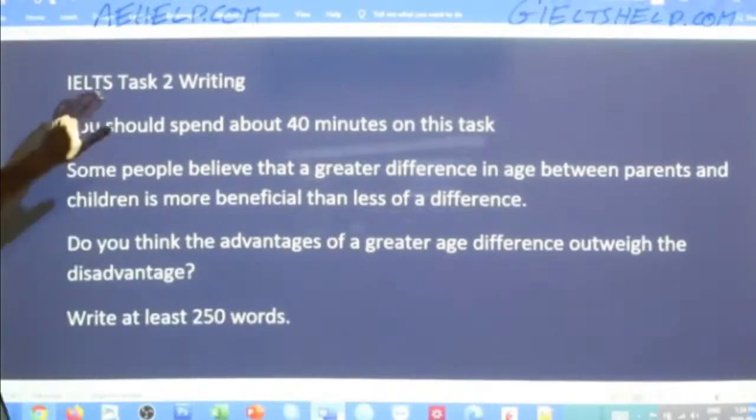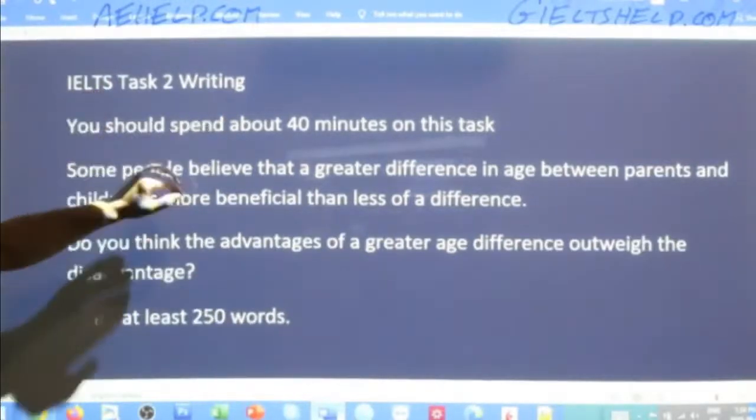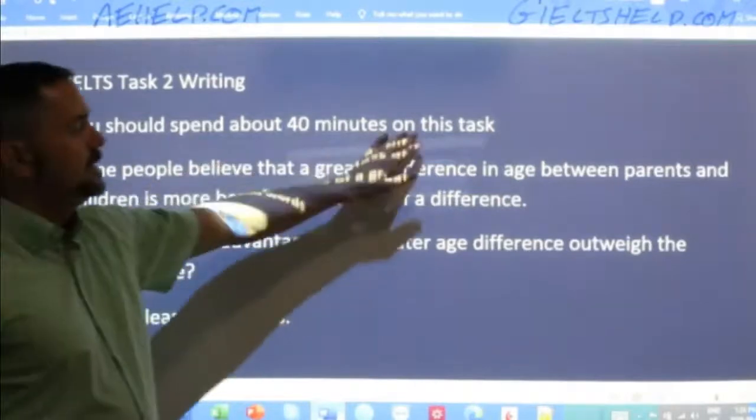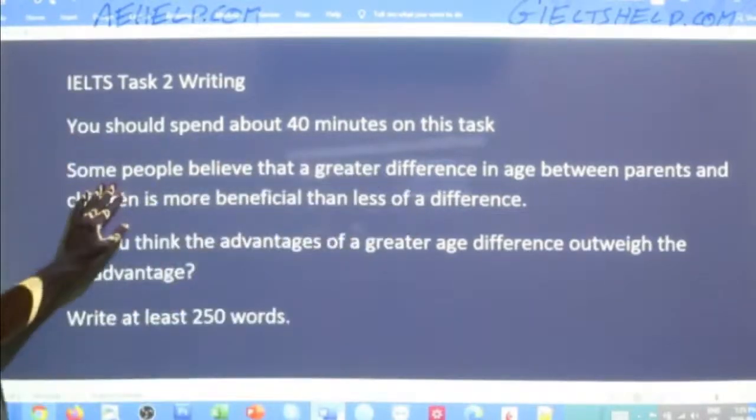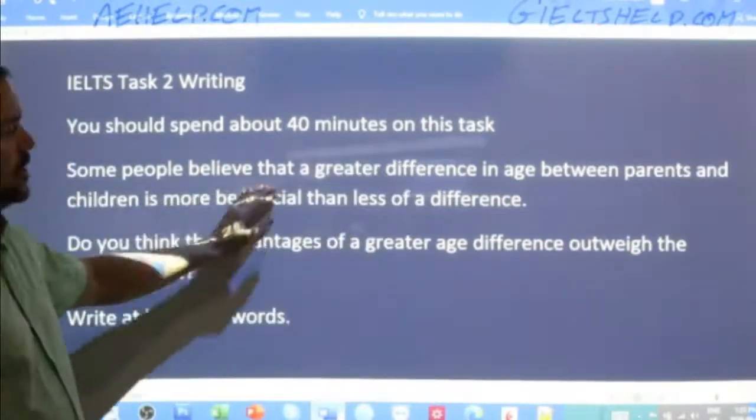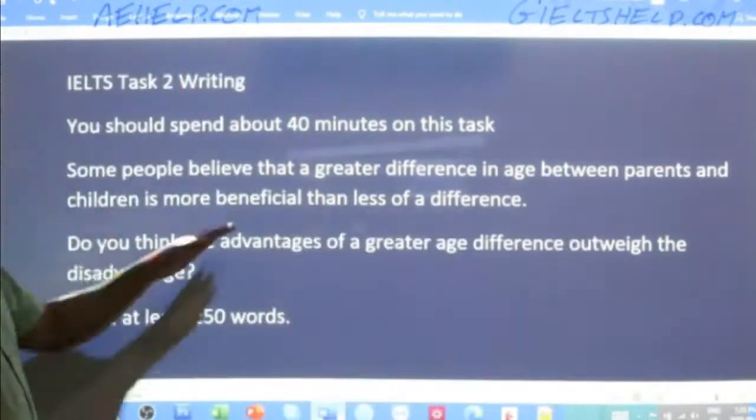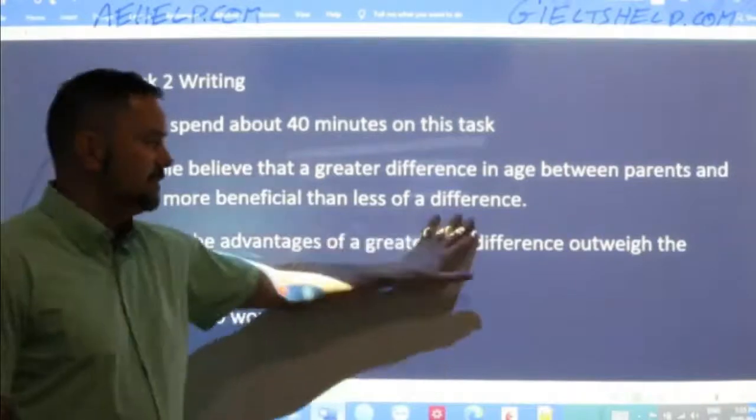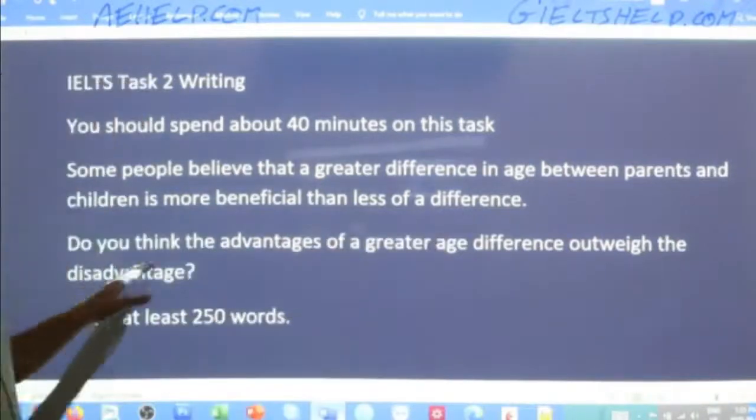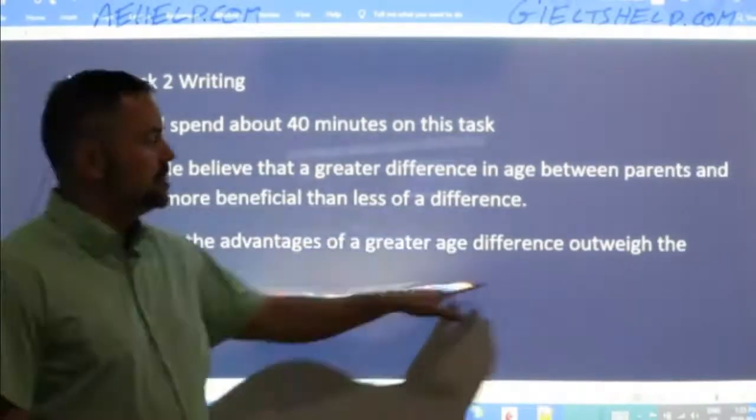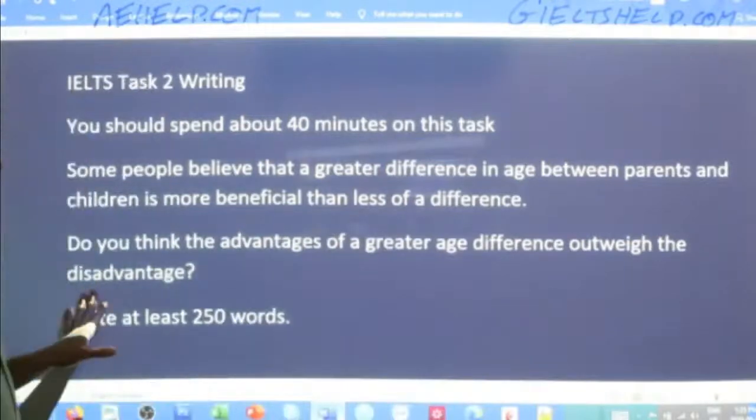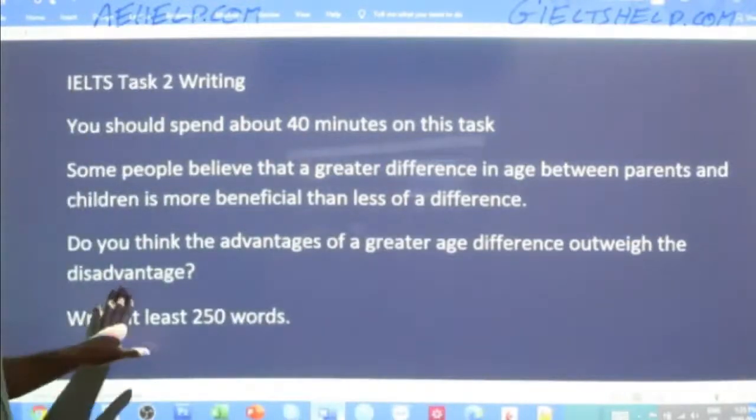Okay. So here we go. Let's read it. IELTS Task 2 Writing. You should spend about 40 minutes on this task. Some people believe that a greater difference in age between parents and children is more beneficial than less of a difference. Do you think the advantages of a greater age difference outweigh the disadvantage?